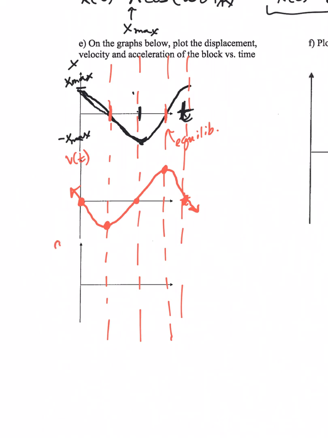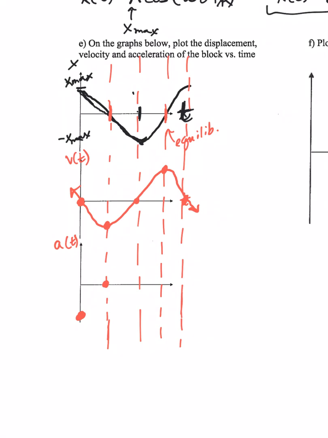Now, let's do acceleration over time for those same points. Let me get my little guy drawn right here. What did we say the acceleration was at, if the velocity is 0? The force is wanting to make it go the other way, isn't it? So the acceleration is actually going to start negative. What did we say the acceleration was at equilibrium? 0.